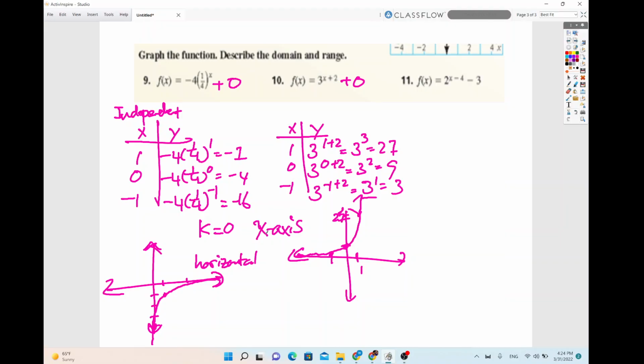So going back to the domain and the range. The domain for this graph says we can plug in any number. So I would say the domain is all real numbers, or you can just say negative infinity to infinity. And then for the range of this one, we know the range can never exceed the x-axis, or anything above the x-axis.